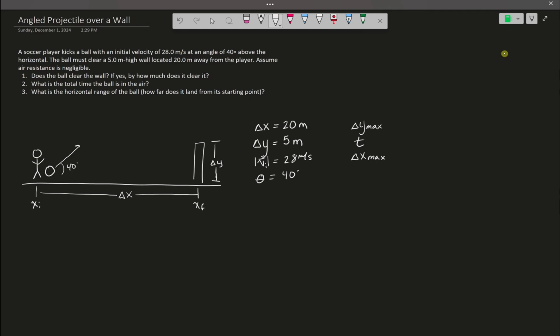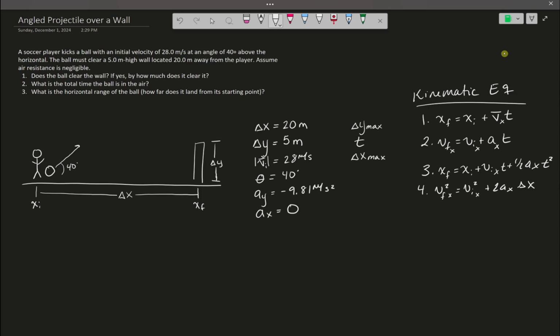Because we have an object that is going to be kicked at an angle, this is going to be a 2D kinematics problem. I also know that I have an acceleration in the y direction that's due to gravity, so that's negative 9.81 meters per second squared. And I have 0 acceleration in the x direction because there are no forces acting on it. The only acceleration that I have is due to gravity. So I'm going to go ahead and write down my kinematic equations. Now that I have my kinematic equations written down, I can start to solve this problem.